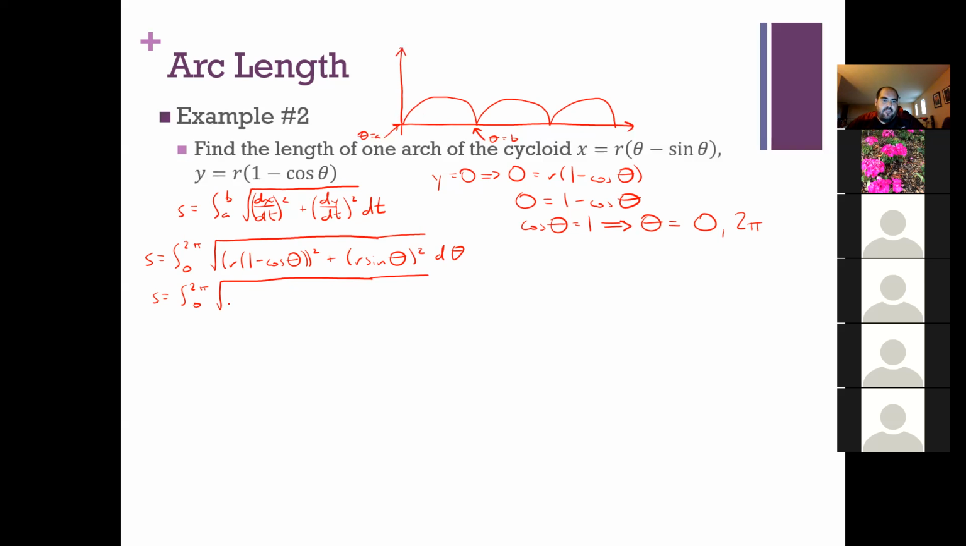So I get r squared minus 2r cosine theta plus r squared cosine squared theta plus r squared sine squared theta d theta.